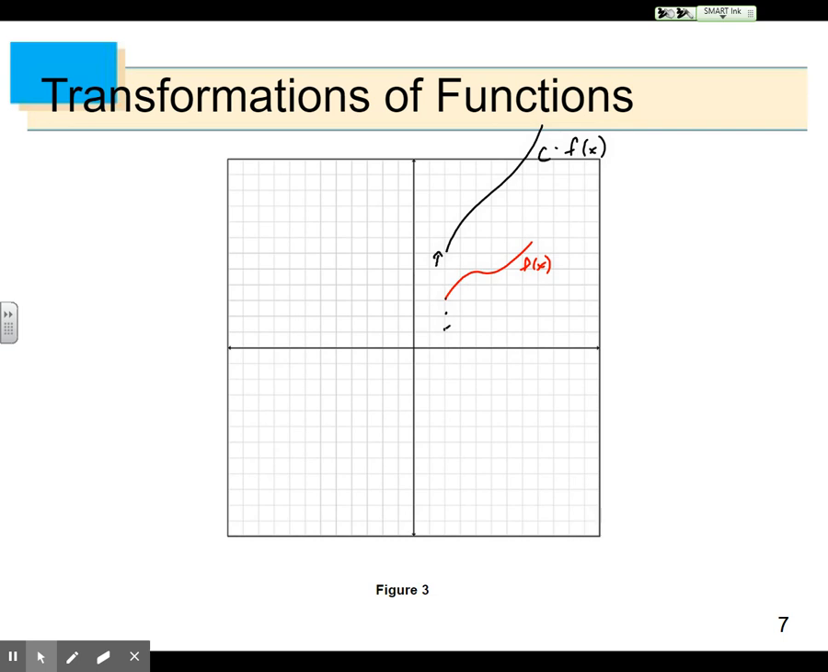1 over c times f of x would be if I'm just taking my foot and stomping down real hard on this red line. This would be 1 over c times f of x, where c is a number greater than 1.